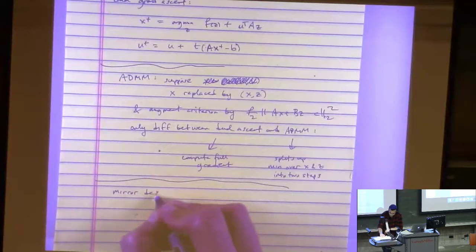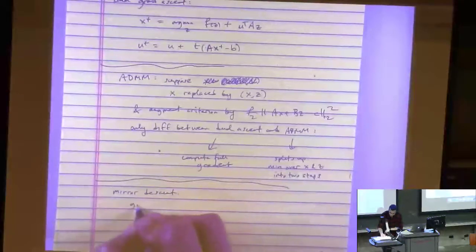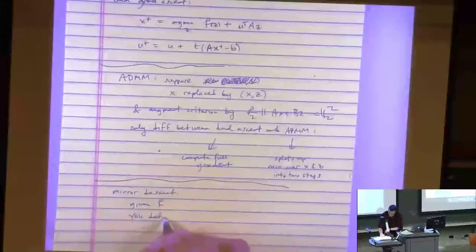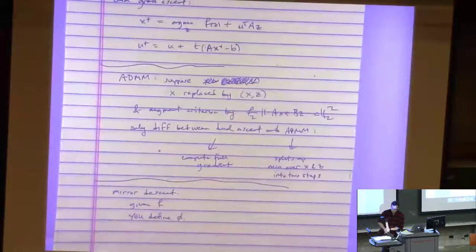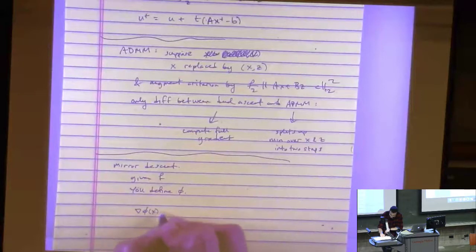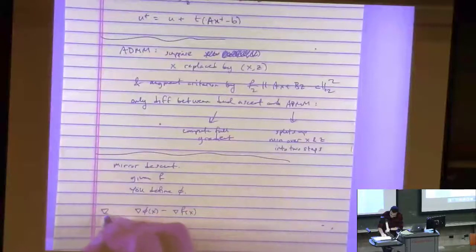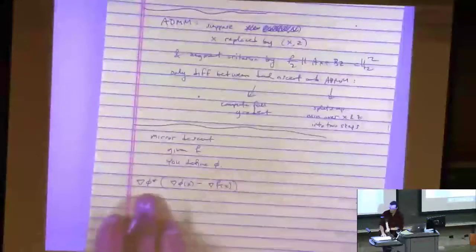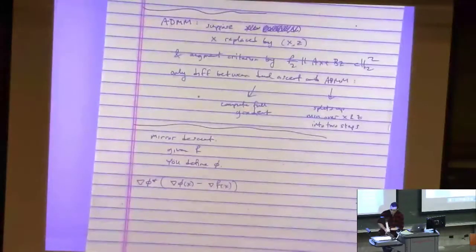So mirror descent, you're given f, right? Then you define some mapping phi. And you perform a step that looks like this, right? Phi of x minus grad f of x. And then you take the inverse of grad phi, which is grad of phi conjugate. But you never touch the Lagrangian dual of your problem, and so you never see any f stars appearing here.